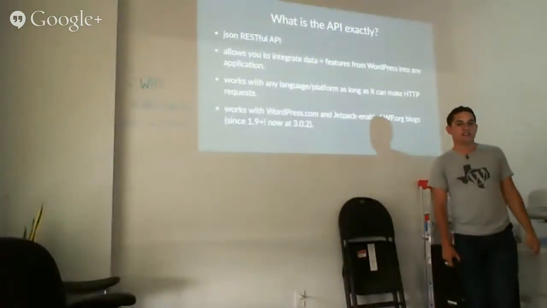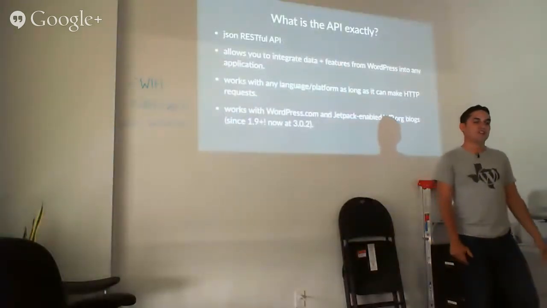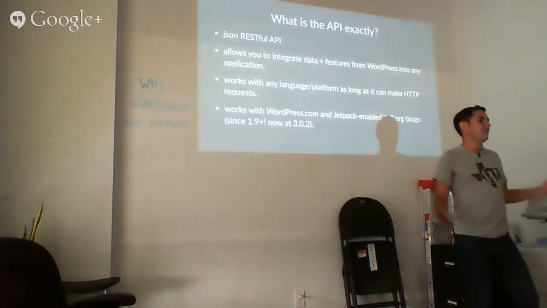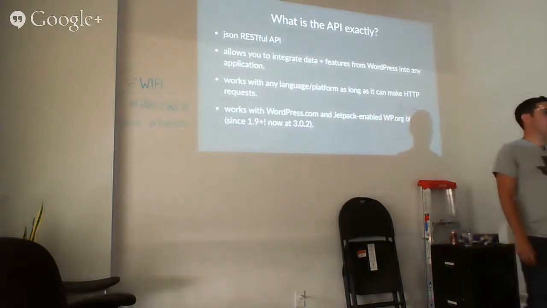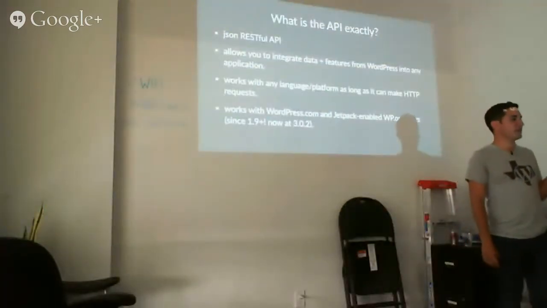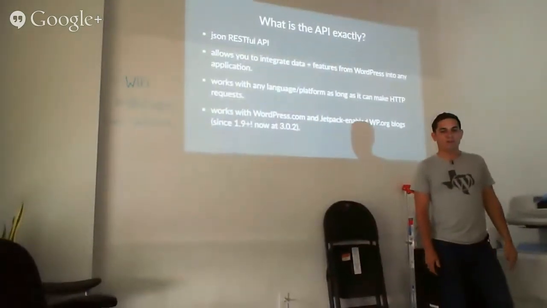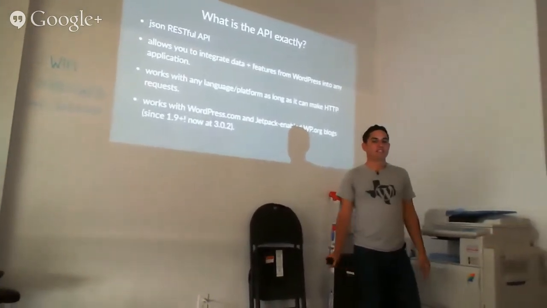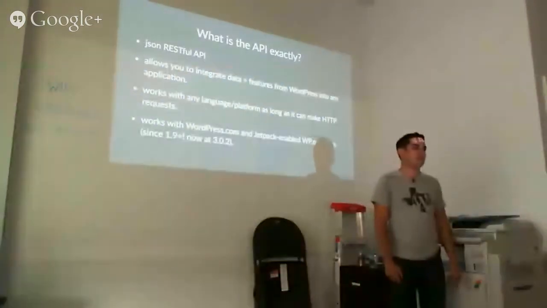It allows you to integrate data and features from WordPress into any of your applications. It works with any language or platform, as I said, that can make HTTP requests. So basically any programming language, or almost any, is compatible with the REST API, which is nice. So you're not limited to building sites with just PHP or JavaScript. You can use any language you want, whatever you're comfortable with. And it works with WordPress.com and Jetpack-enabled self-hosted sites. That feature has existed in Jetpack since version 1.9. We're now at version 3.0.2, so it's been in there for quite a while.